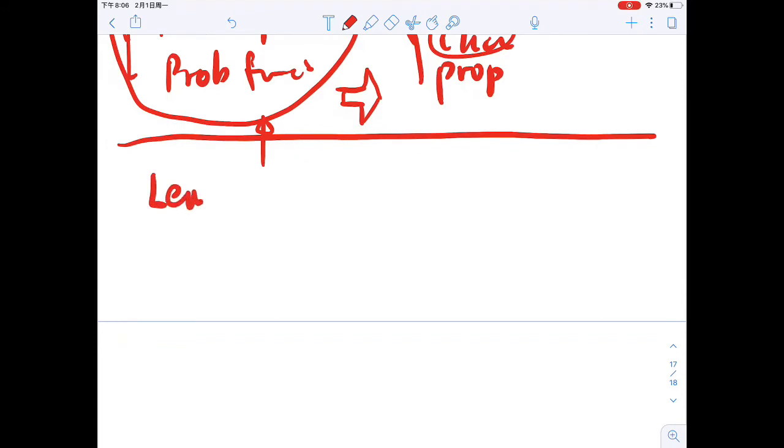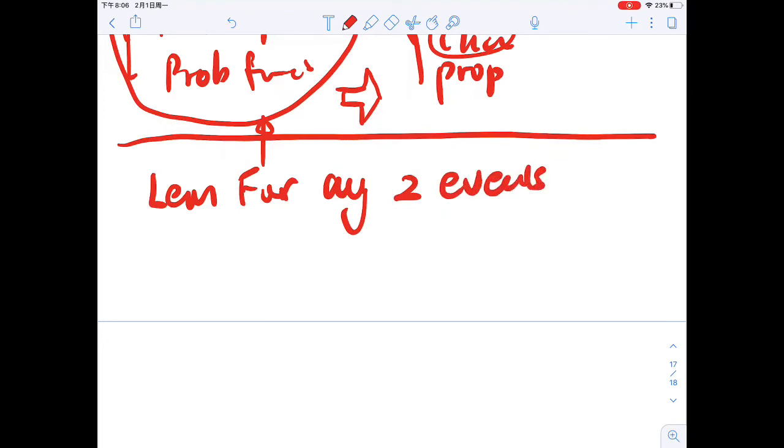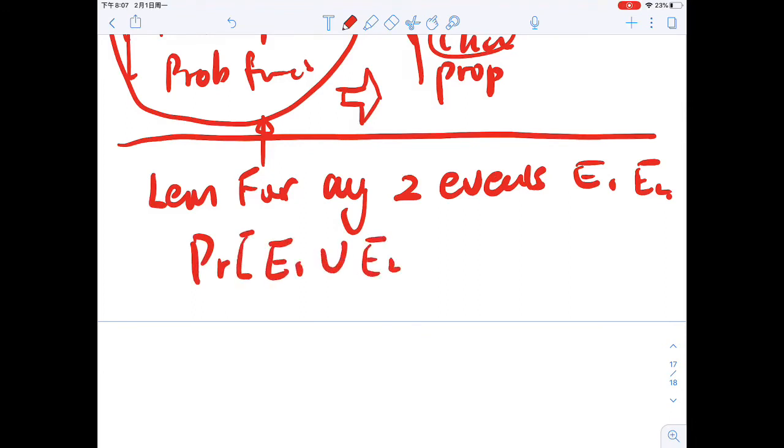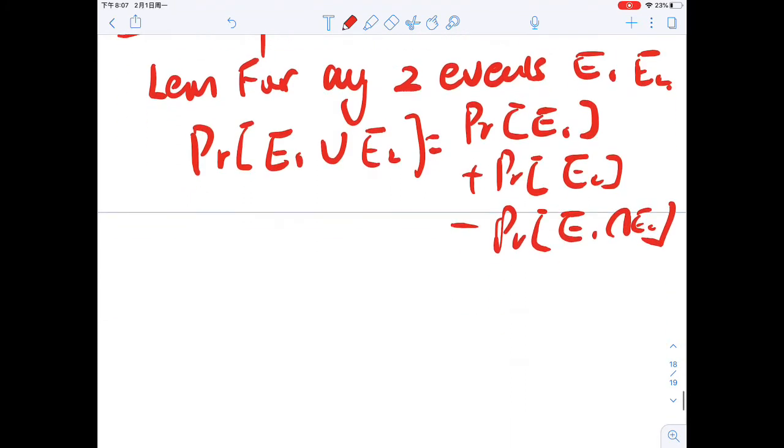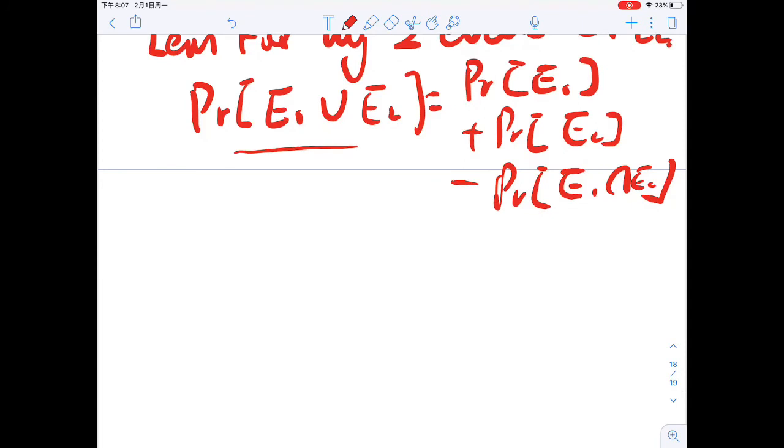The first lemma would be: for any two events E1 and E2, we have the probability of E1 union E2 equal to the probability of E1 plus the probability of E2 minus the probability of E1 intersect E2, right? Intuitively, it's very clear. It's really just the set principles we are using, right?